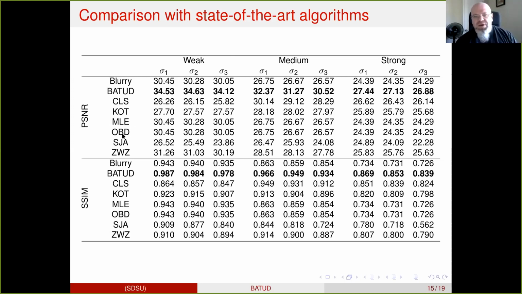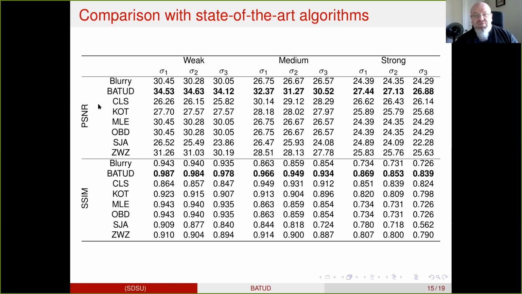The details are there. But what is interesting is, again, we have the PSNR and the SSIM. Unfortunately, we don't have the values for the relative error of the kernel, because for all those algorithms, their code is available online, but not all codes return the estimated kernel. So we are not able to compute the relative error in the kernel estimation. That's why we just have the PSNR and SSIM.